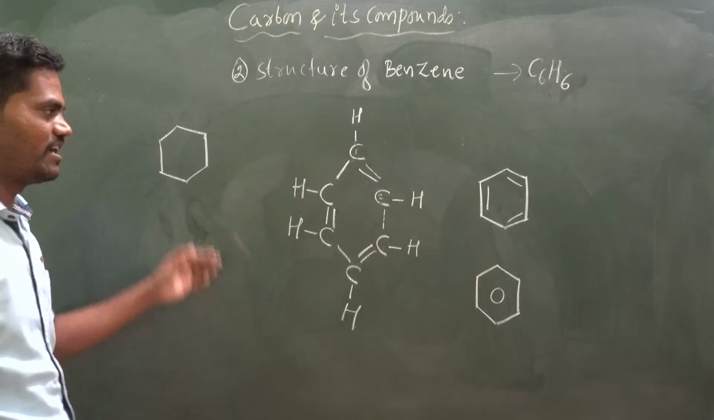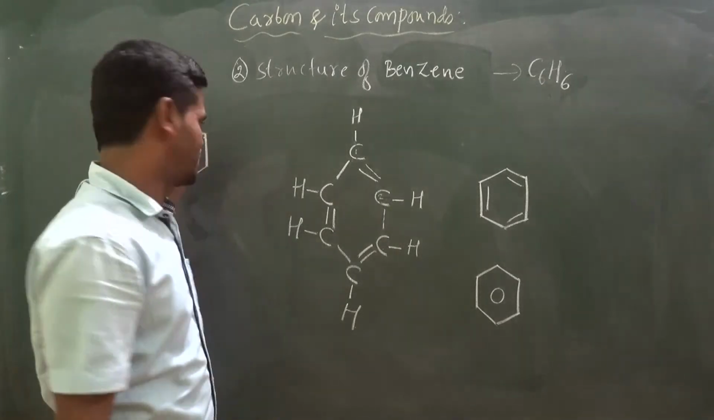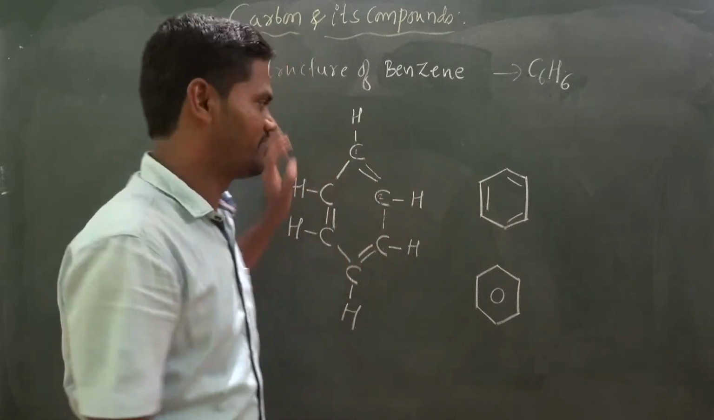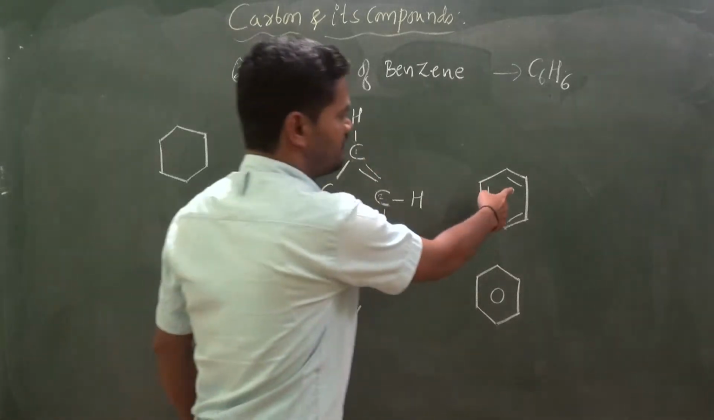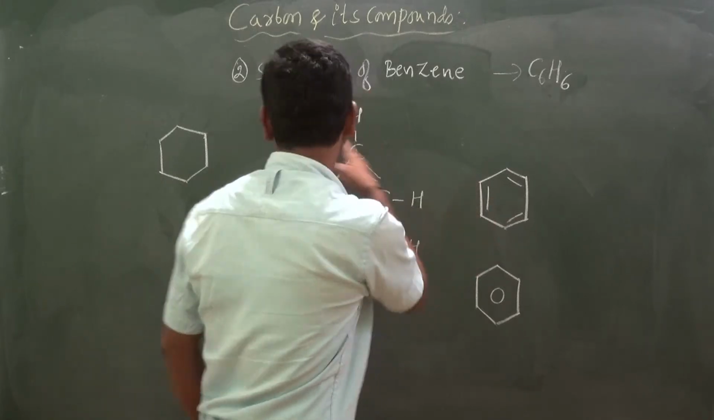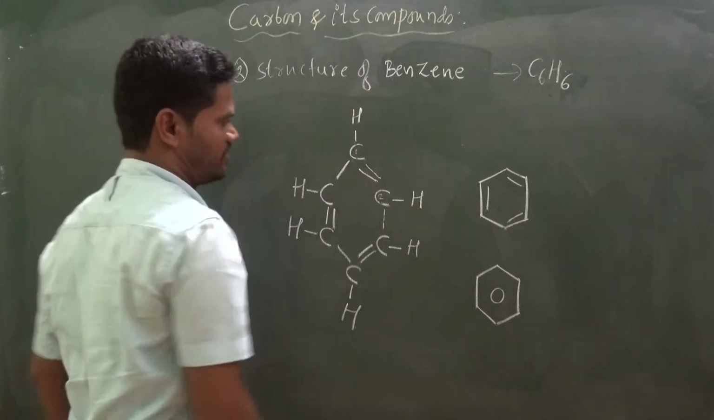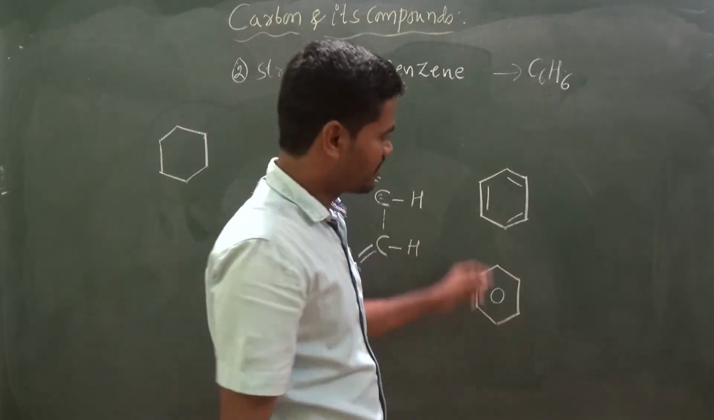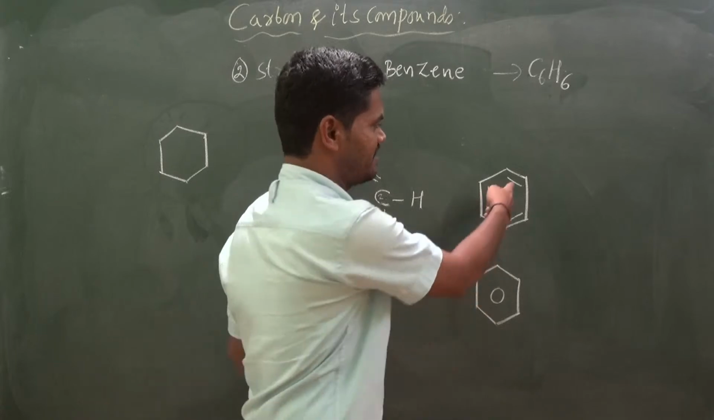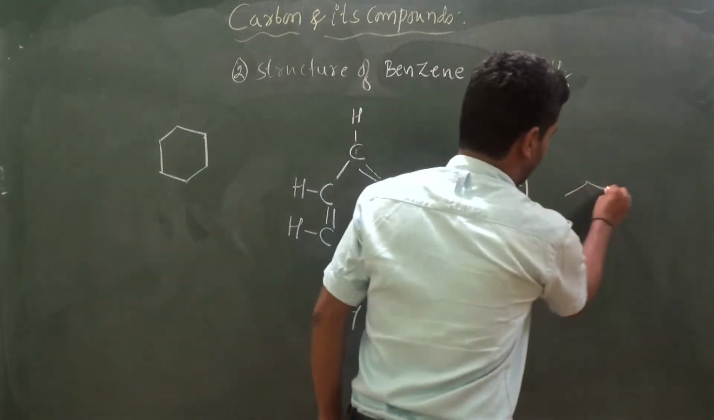Okay, so this is all regarding cyclohexane. This one is cyclohexane and this one is benzene. So that is the difference. Here in benzene, alternate double bonds are there. Okay, so in cyclohexane there is no double bond. Okay, so you can write this benzene like this also. Okay, so this indicates that you can write it like this also.